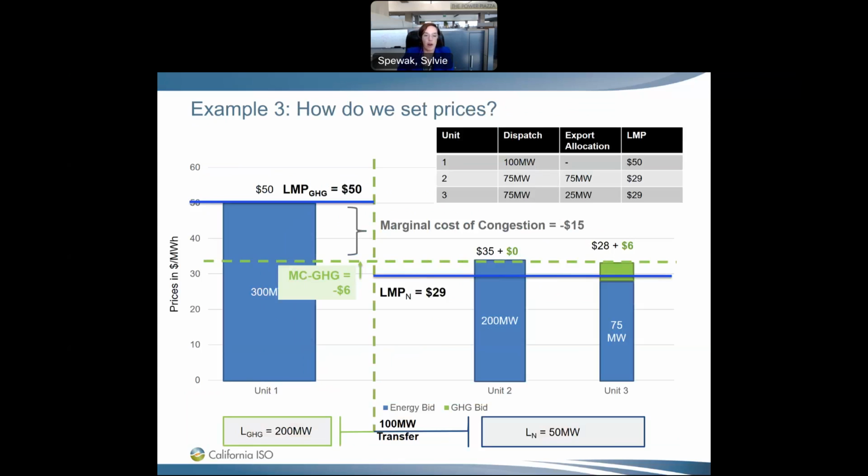So when we go back here, we see that the LMP in the non-GHG area is $29, and the marginal cost of congestion is $15 per megawatt hour. Our marginal cost of GHG is 6, which means the total price signal on Unit 3 is now 29 plus 6, so $35 per megawatt hour.